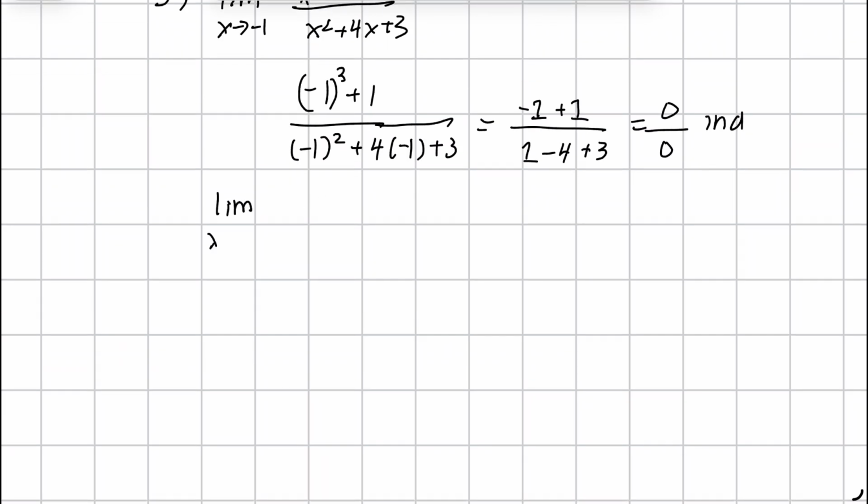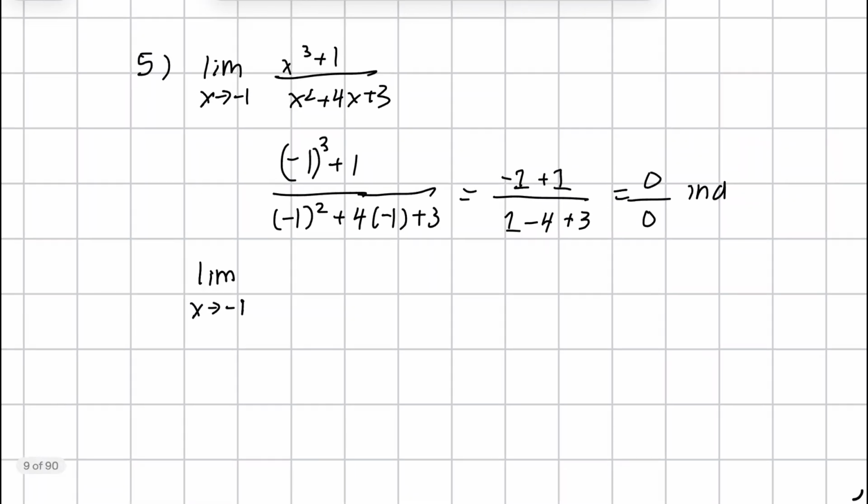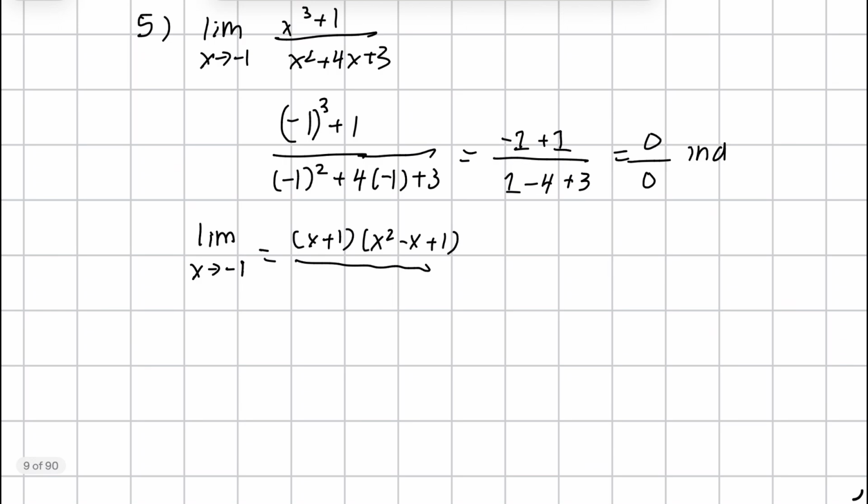So now we are just going to factor. We have the limit as x approaches -1. Factoring the numerator, we can pull out an x plus 1, and we're going to be left with x squared minus x plus 1. Then in the denominator, we're going to have x squared plus 4x plus 3. What is going to multiply to 3 but add up to 4? That's going to be x plus 1 and x plus 3.